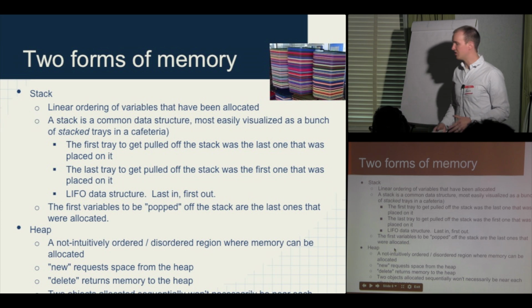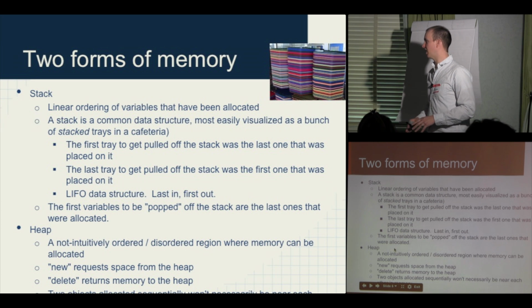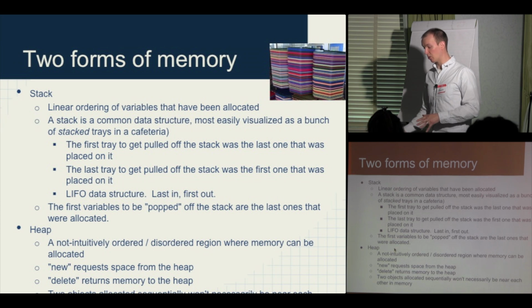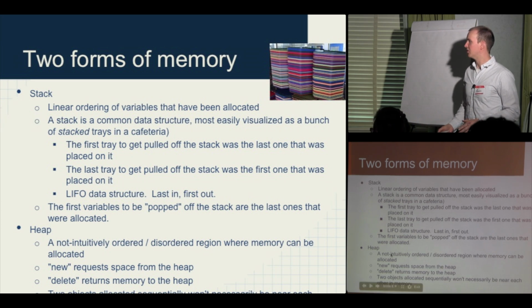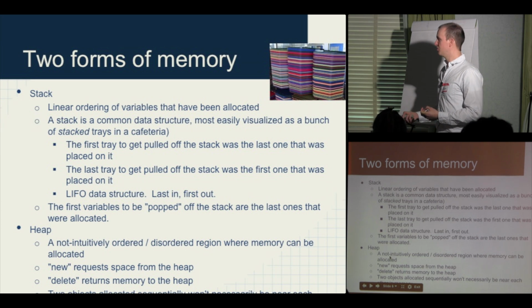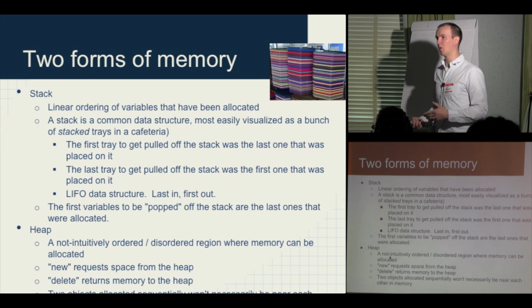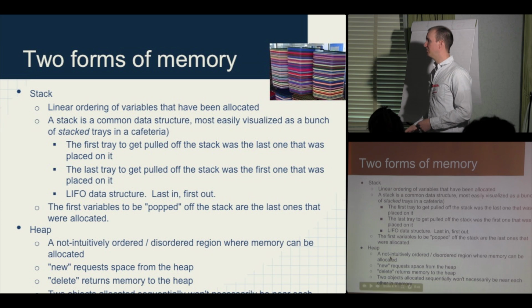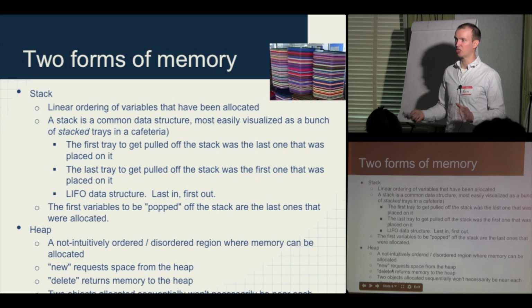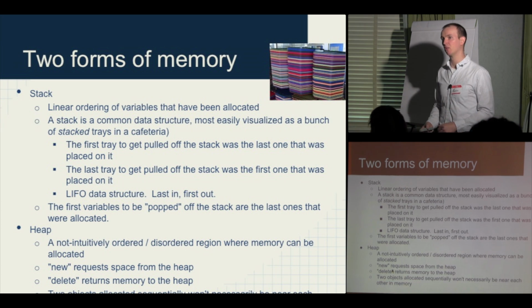In contrast, the heap you can think of as a disordered region of memory. So you have 4 gigs of memory, and they're not all part of the stack. The other way you get memory is on a heap. It is ordered, it's just not intuitively ordered. So if you make 2 sequential new requests, allocating 2 integers in a row with the new statement, you won't necessarily have those 2 integers live next to each other. There won't be a physical proximity for them in memory.